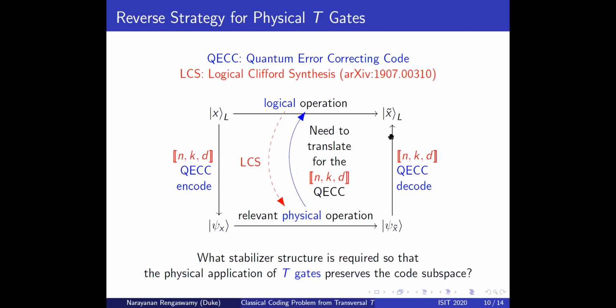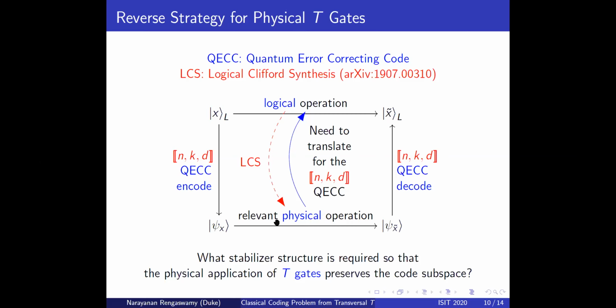So you might remember this diagram from the beginning of the talk. Like I said, the ideal thing we want to do is translate any logical operation to physical. And this is actually what we do for logical Cliffords in this paper. But this is hard to do beyond Cliffords, at least for now. So what we do instead is ask the reverse question.